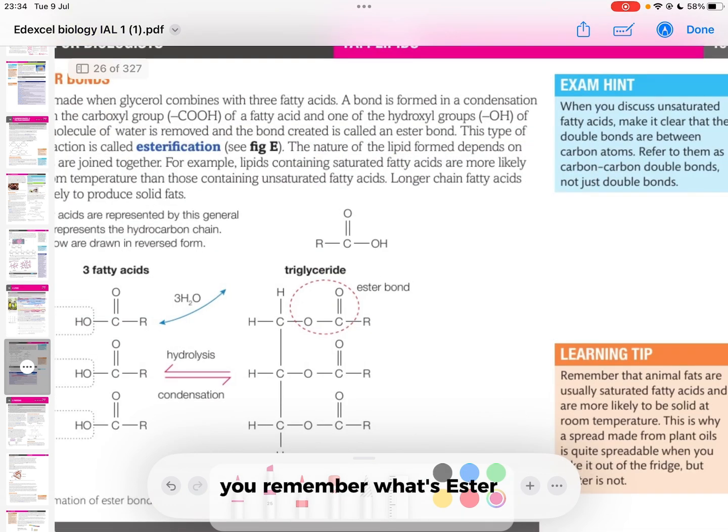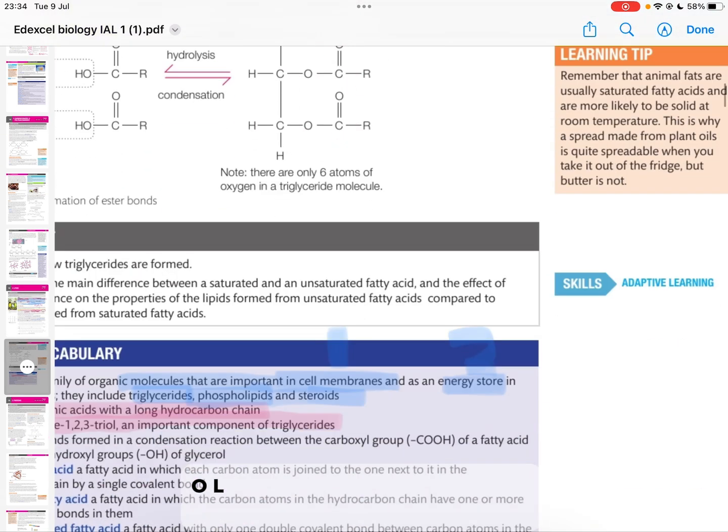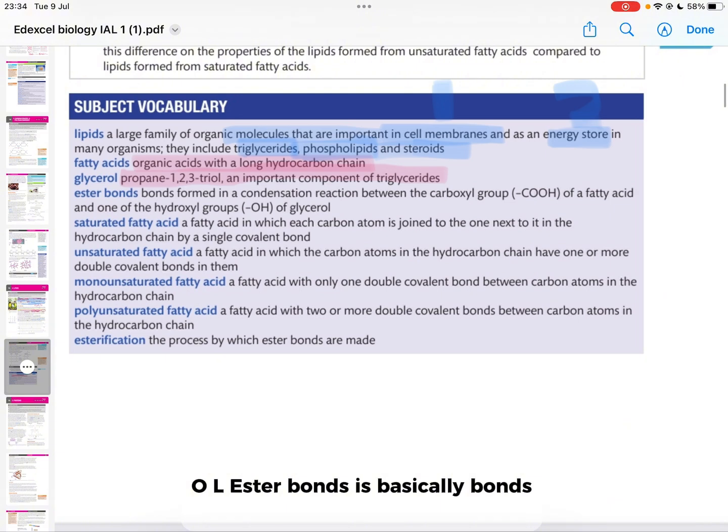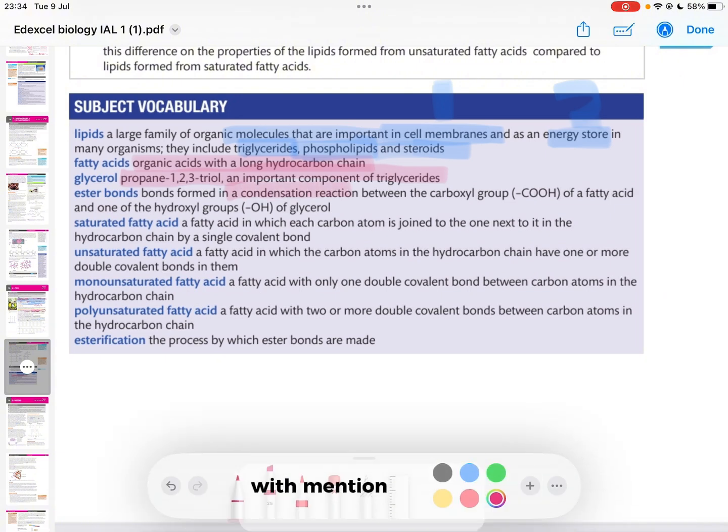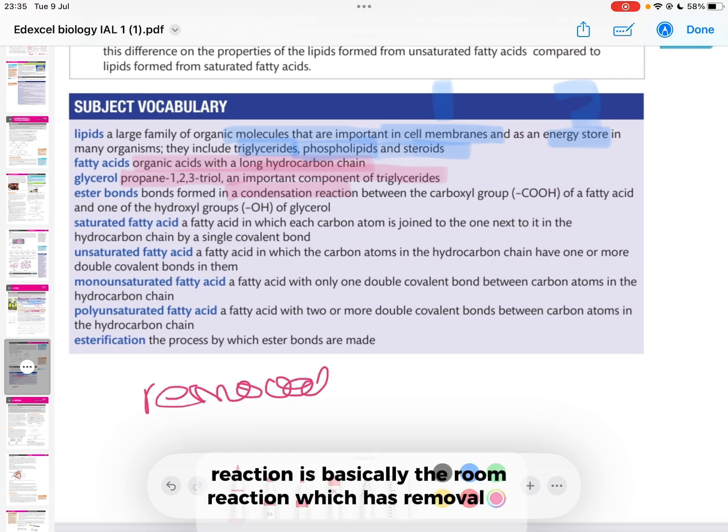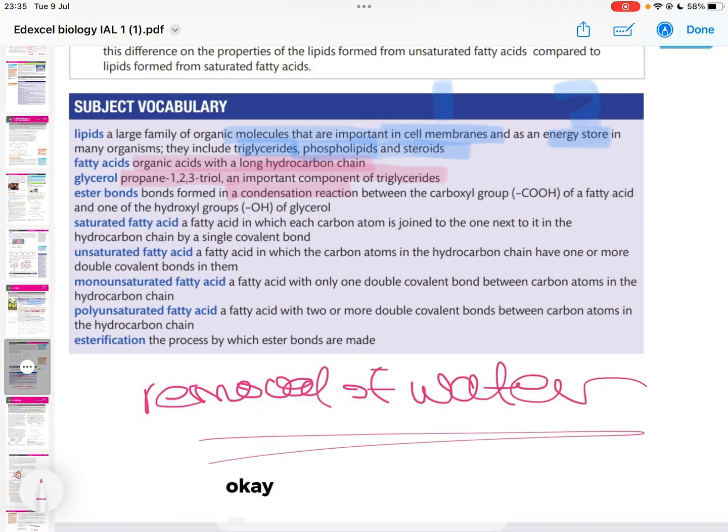You remember what an ester bond is from chemistry O level? Ester bonds are basically bonds formed in a condensation reaction. We've mentioned what a condensation reaction is and explained it in the first or second video. To sum up, a condensation reaction is basically a reaction which has removal of water. Okay?